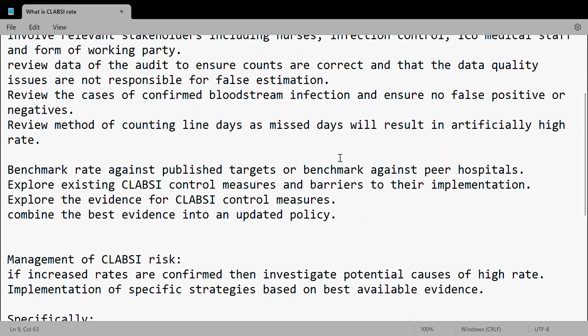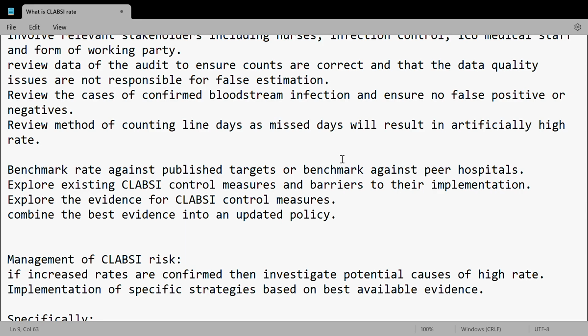Then you need to benchmark this rate against published targets or benchmark against peer hospitals. Then we need to explore existing CLABSI control measures, and we need to find out what are the barriers to their implementation.